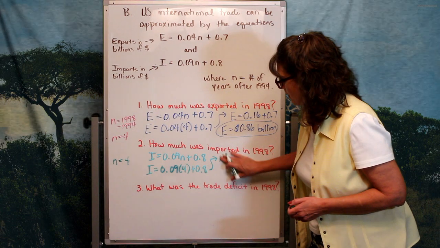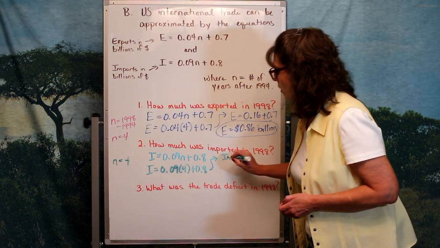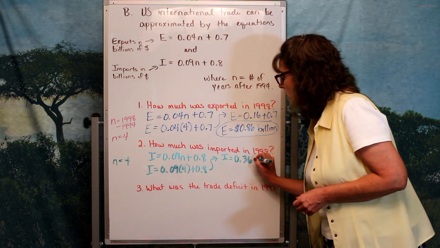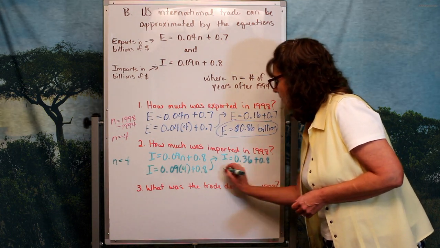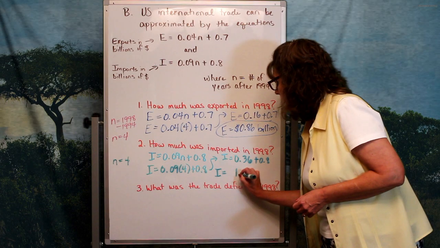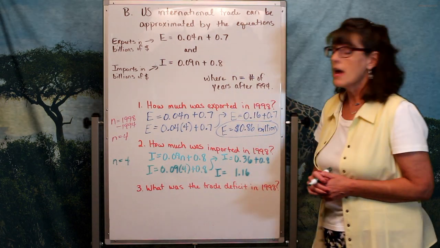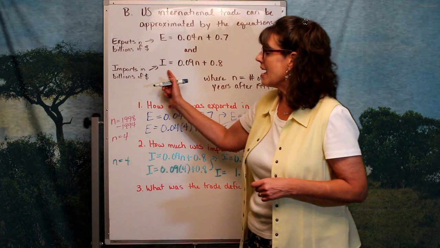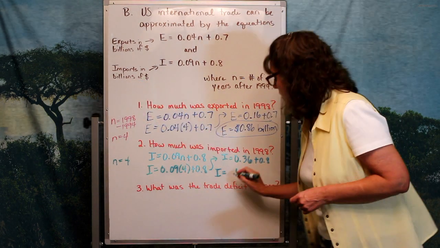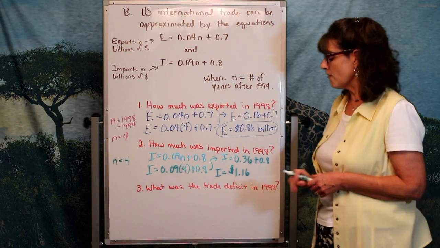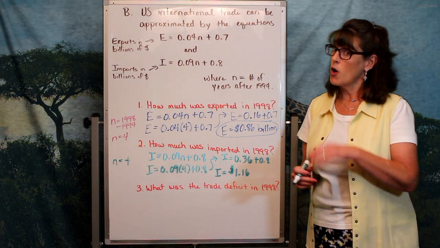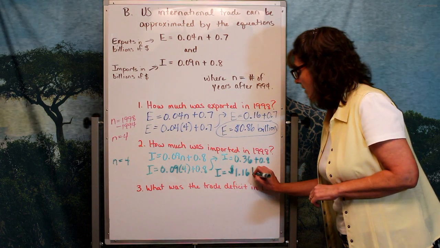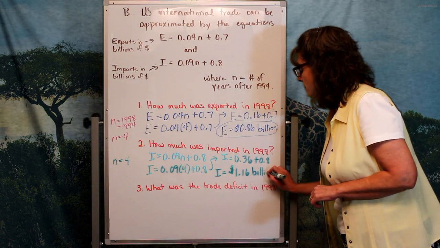Whoops, not an E, and I apologize. So 0.09 times 4 is going to be 0.36, and when I take that 0.36 and add 0.8, I'm going to get 1.16. And once again, 1.16 what? Go back again, yes, billions of dollars. So I include my dollar symbol, but once again, be very careful because that looks like $1.16. No, this is not $1.16 worth of imports. It's $1.16 billion.